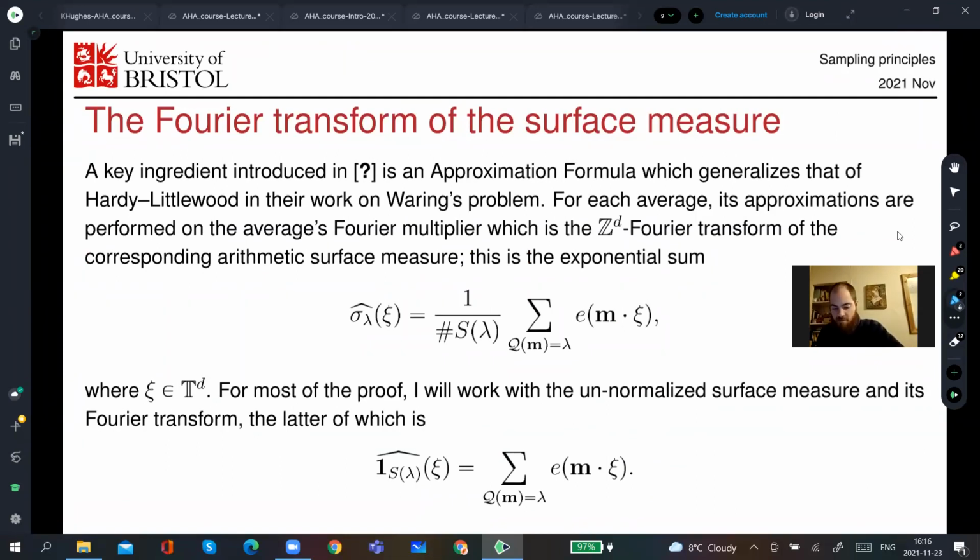this surface measure, right? So the surface measure was just the indicator function on the set of integer points, normalized by the number of integer points on your sphere. And when you take the Fourier transform, that turns into this exponential sum right here in the middle. And well, in the course of the proof, we'll actually work without the normalized one.